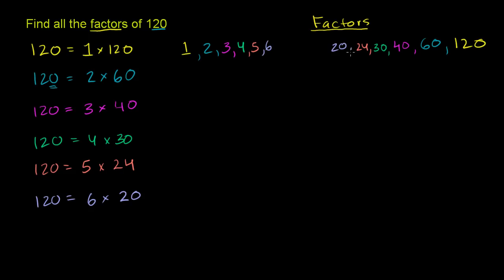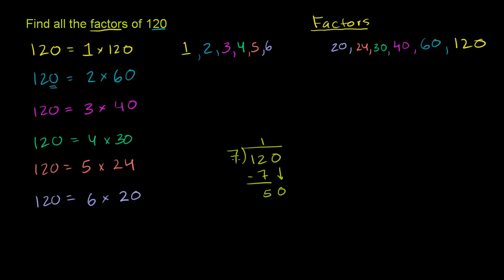So 6 times 20 are two more factors. Now, let's think about 7. 7 is a very bizarre number. And just to test it, you could think of other ways to do it. Let's just try to divide 7 into 120. 7 doesn't go into 1. It goes into 12 one time. 1 times 7 is 7. You subtract. 12 minus 7 is 5.